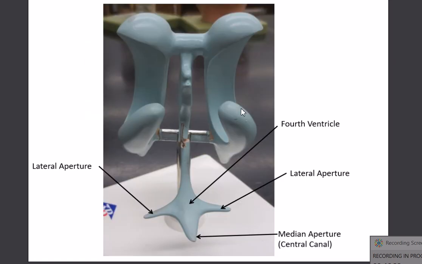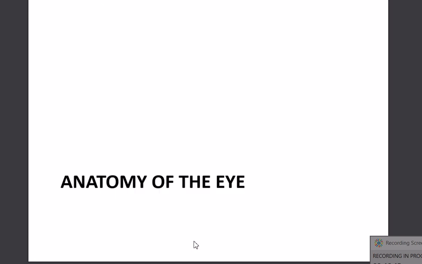Down below, I labeled the apertures for you. So this is the fourth ventricle. Again, we can see the two lateral apertures. They're going to open up into the subarachnoid space. And right in the midline is going to be the median aperture that opens up into the central canal.